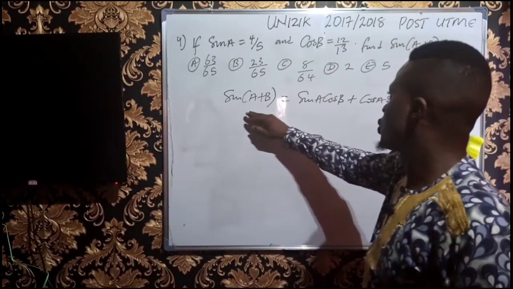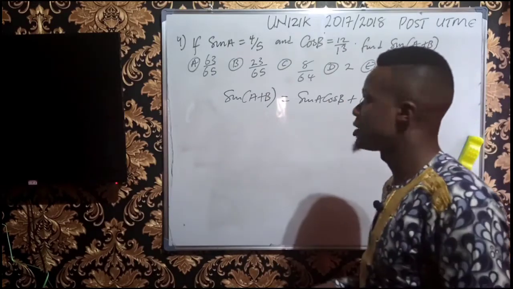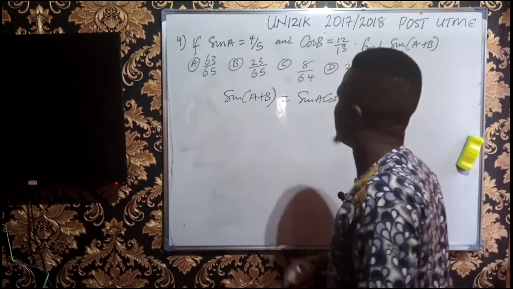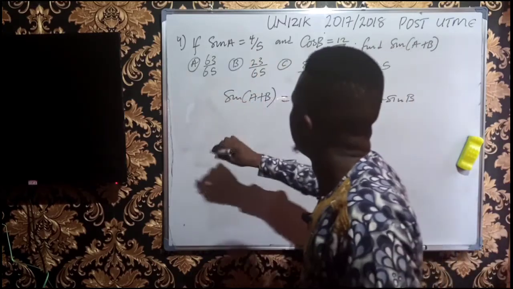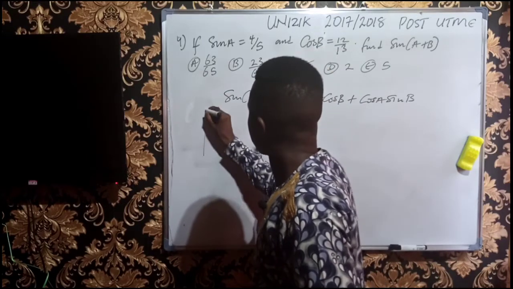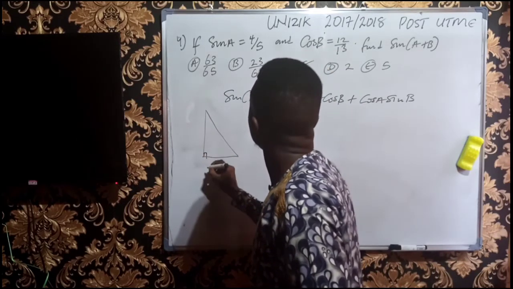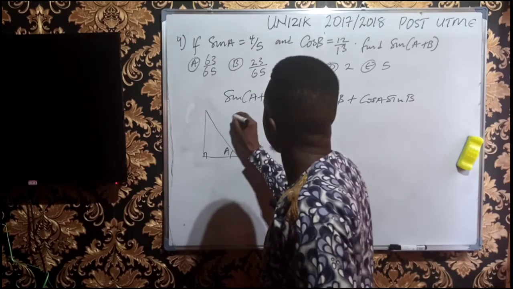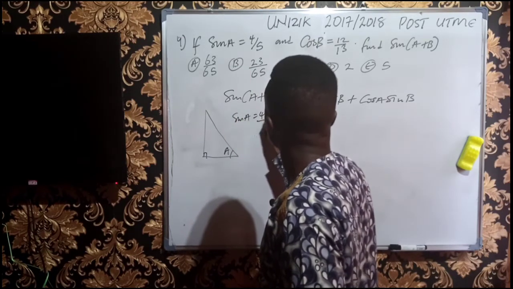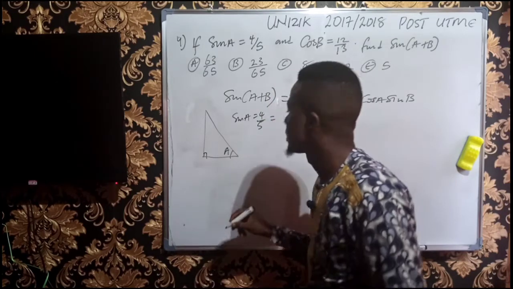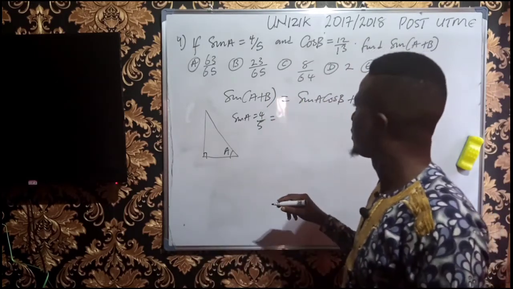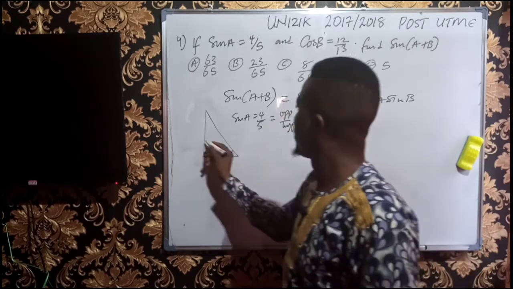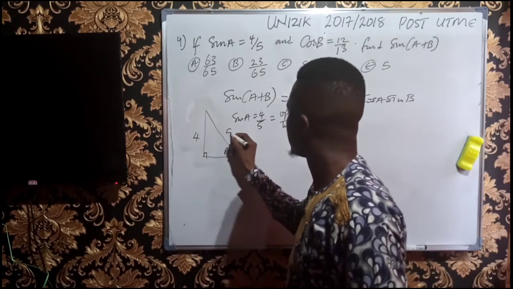All right, so that's the expansion. Whenever you see something like this, this is just the expansion. But let us use this one to get the value of cos A. This is a right angle triangle, and let's say here is angle A. And we have sine A equals 4 over 5. You know that sine is opposite over hypotenuse, which means the opposite is 4 and the hypotenuse is 5.